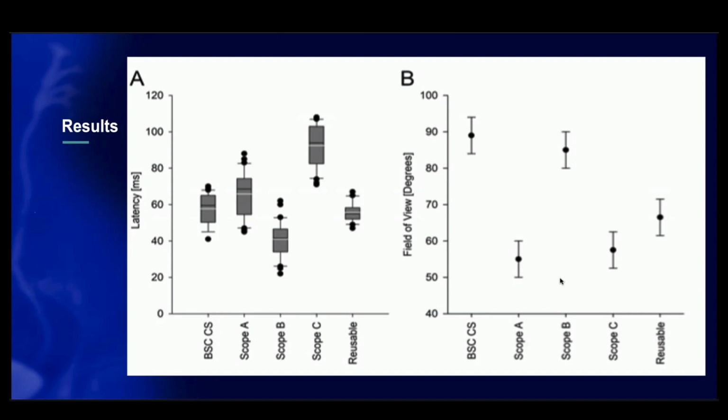Field of view, so that's self-explanatory. Basically, we just looked at the scope a certain distance away and looked at when they started seeing an item and then when they lost that item from their image. And you can see that Boston Scientific was actually the best in terms of field of view.